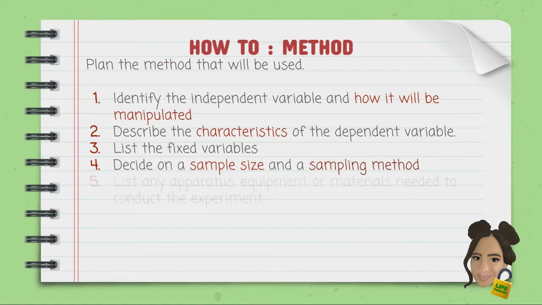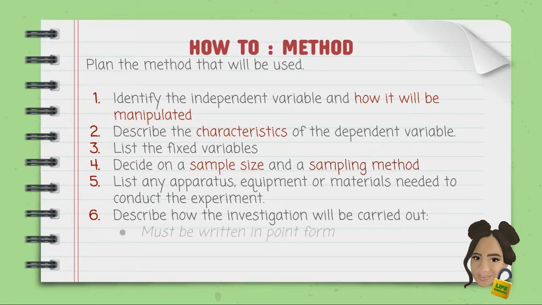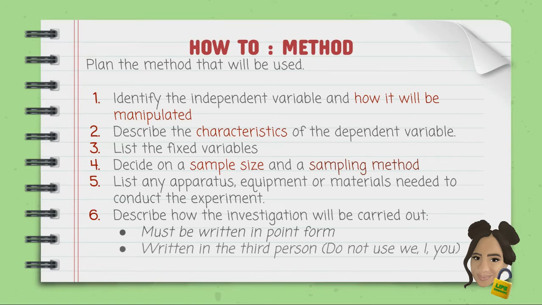5. You would need to list any apparatus, equipment, or materials needed to conduct the experiment. And 6. Describe how the investigation will be carried out by means of a method. Remember to be as descriptive as possible, so if someone were to repeat your experiment and followed your method carefully, they would receive exactly the same results as you. Your method must be written in point form and in the third person, so don't use terms such as I, we, and you.